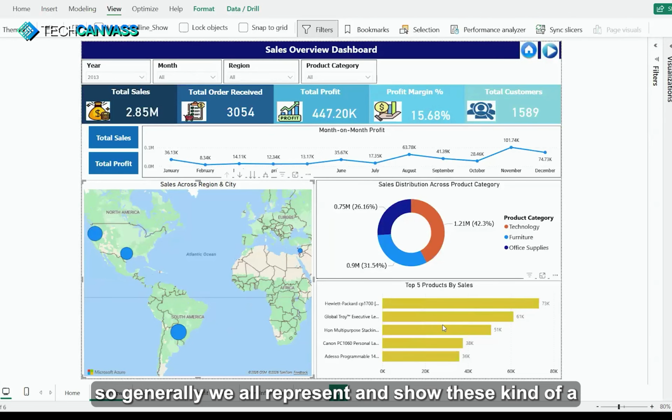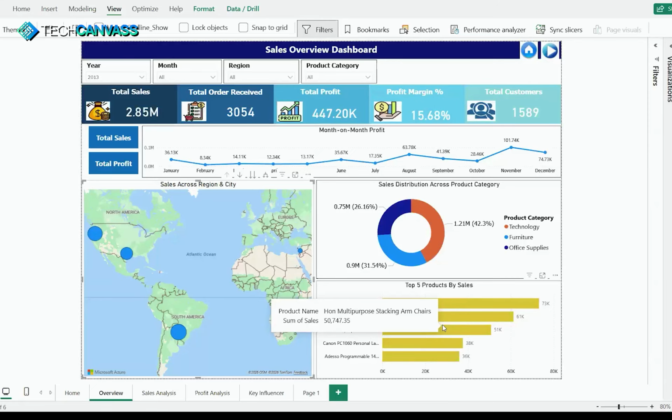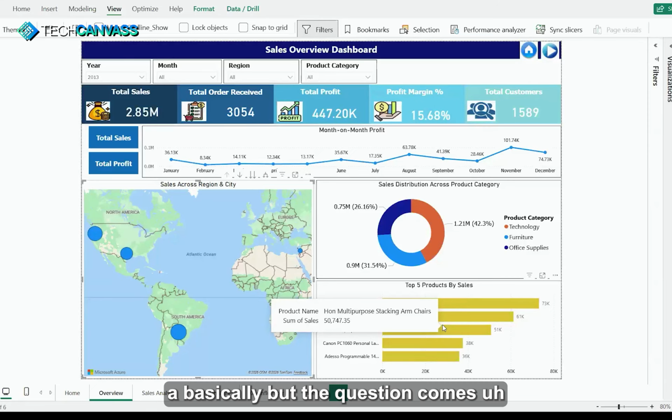So generally, we all represent and show these kinds of reports, right? Whosoever is creating, in a basic way. But the question comes, are we providing the information, the insights which we are looking for? Are we making sense based on this data? That is the question you need to ask first, rather than your management telling you, right? This is very, very important.